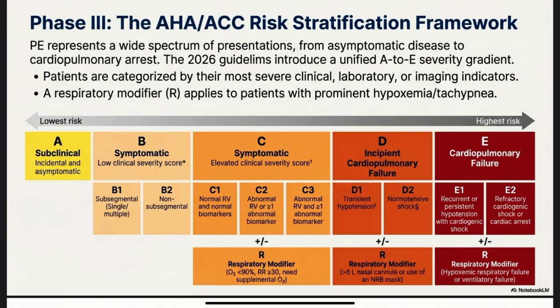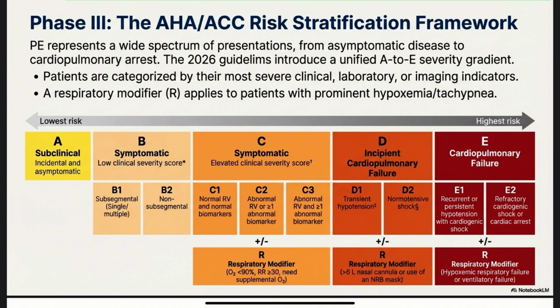To easily classify the patient, to decide the site of care, the form of care, and the management, it is important to classify them even better. That is why this A, B, C, D, E was made. A is subclinical, meaning the patient was not clinically having pulmonary embolism symptoms and signs, but it was an incidental finding. Like, when we suspect some malignancy, we do a CT and suddenly we find out a pulmonary embolism. This is an incidental finding, so it is considered subclinical A.